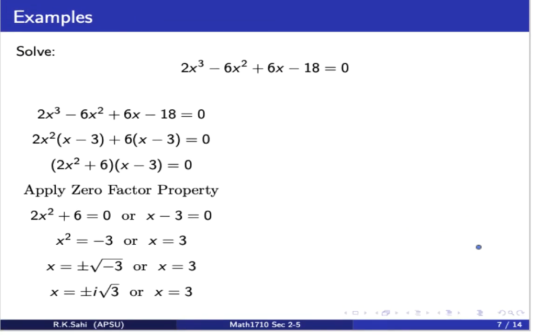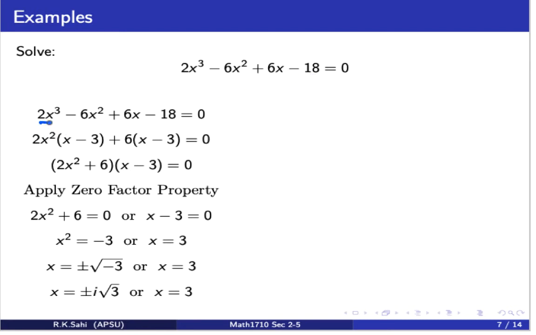Again, it's a cubic problem, and this one is 2x cubed minus 6x squared plus 6x minus 18 equals 0. So when you look at this one, we have the variable x in only 3 terms, not over here. So in order to solve this one, we can use an idea by grouping the first 2 terms and the last 2 terms. That's what I've done over here.